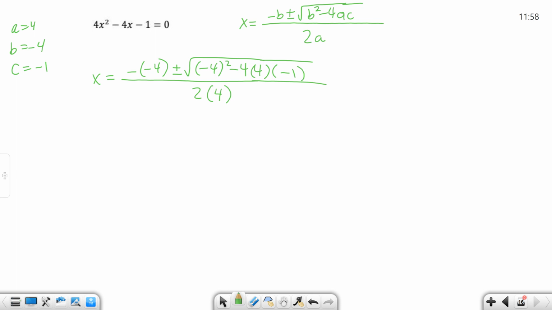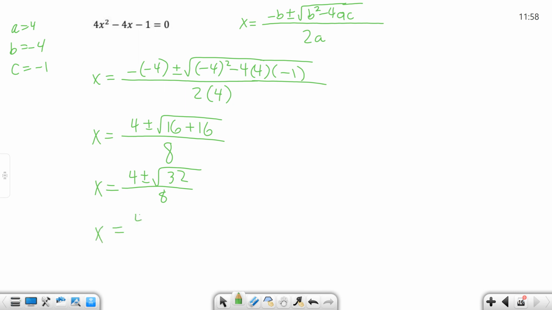All right, so then this is going to be x equals 4 plus or minus the square root of 16 minus, no, plus 16, isn't it? 4 times 4 is 16 times 1, and then negative and negative is positive, over 8. So this is going to be x equals 4 plus or minus the square root of 32 over 8.